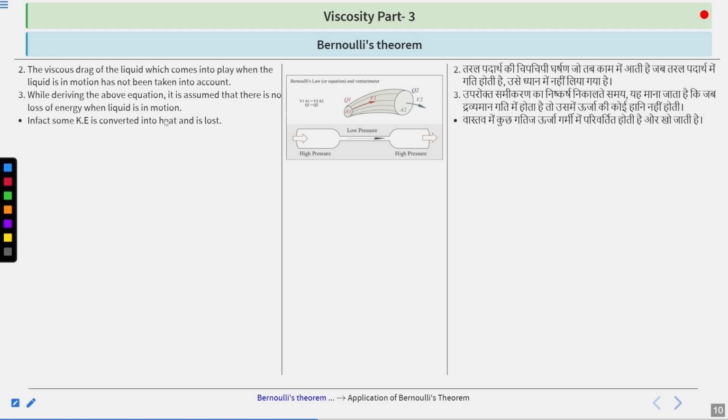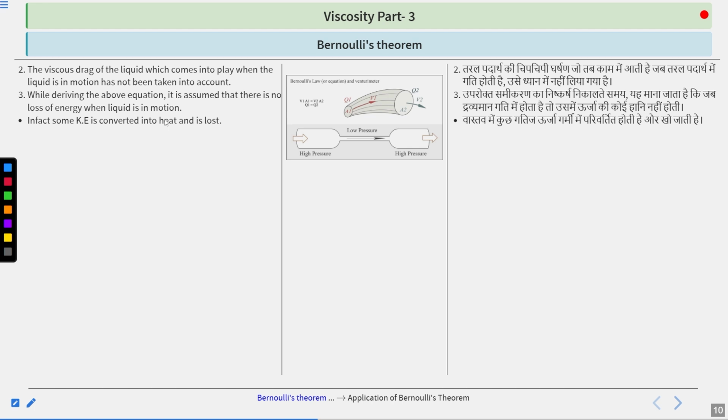In fact, some kinetic energy is converted into heat and it's lost. If we go to practical situations, we could say the liquid has a backward dragging force because of its viscosity. If they are in motion, the relative motion between the layers will be opposed because of the backward dragging force, because of the internal resistance, because of the friction.